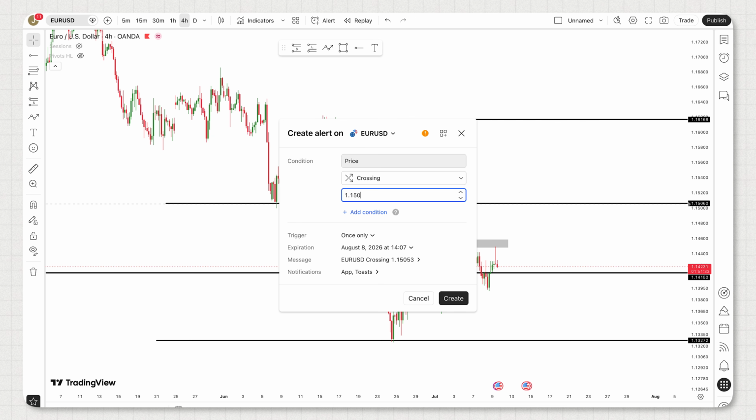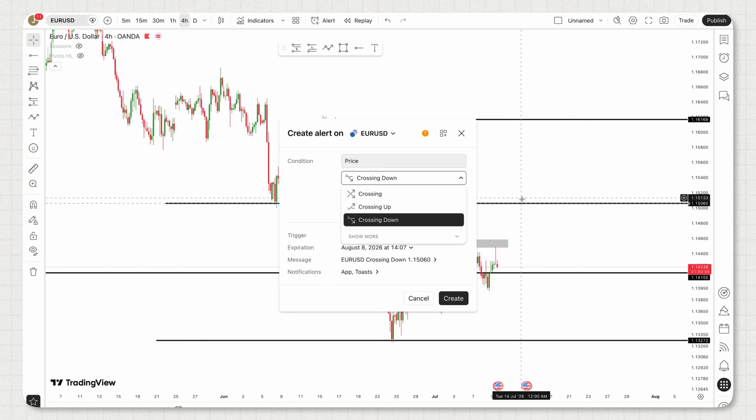So I can change it to 1.15060 and then change it to either crossing up or crossing down. If you are looking for sales, you want to click crossing down, because we only want to be alerted when price comes back below this level. So I'll click crossing down.